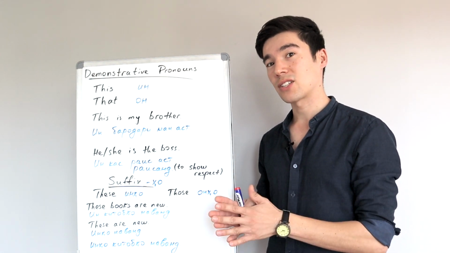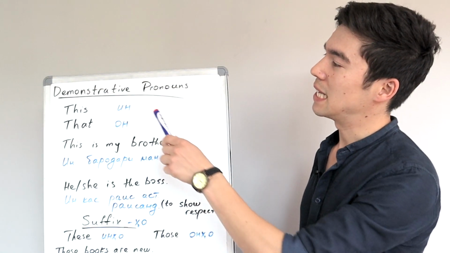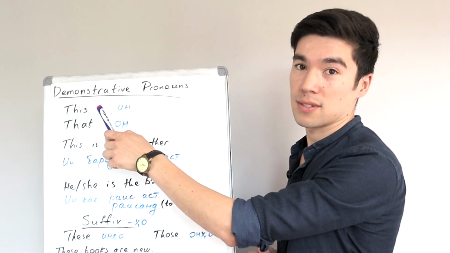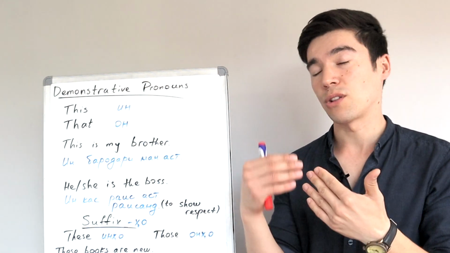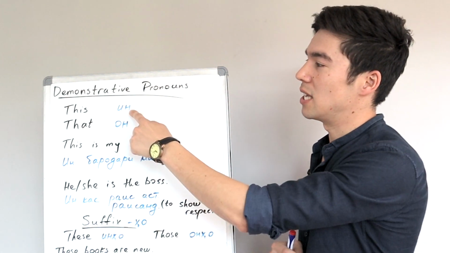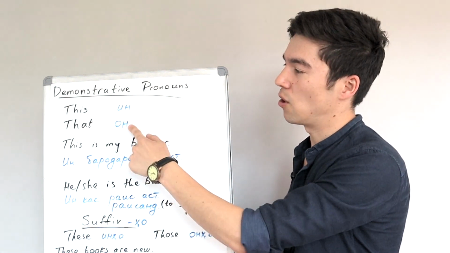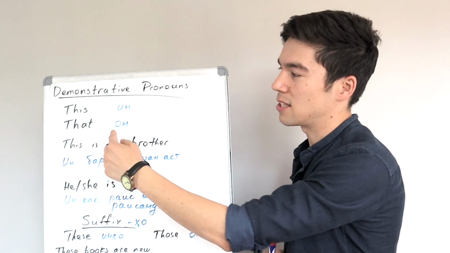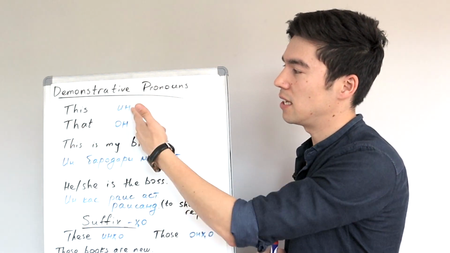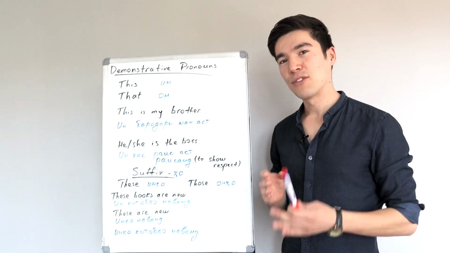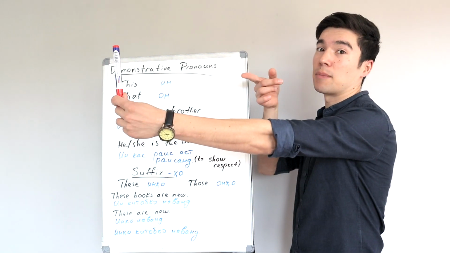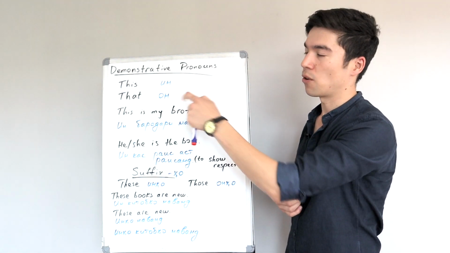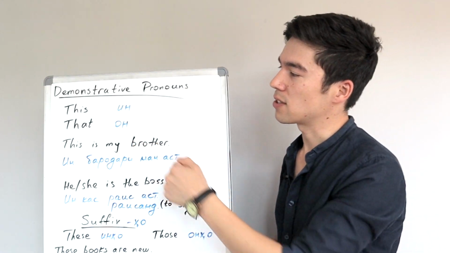So first, let's start with the basics. In is the same as if you said this. So this, something that is close to the speaker, right? So in Tajik we say in. And on, something further away. The same like that. In and on. For example, this marker, in marker, and that marker, on marker.